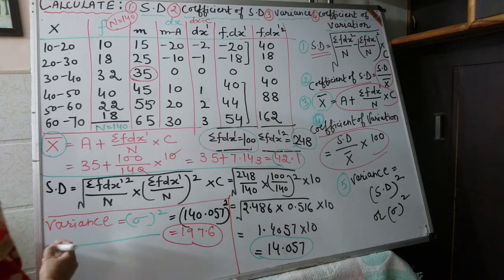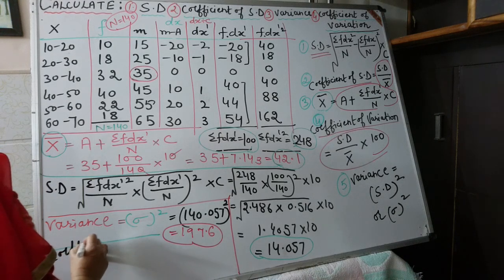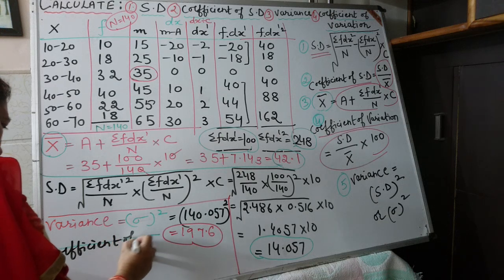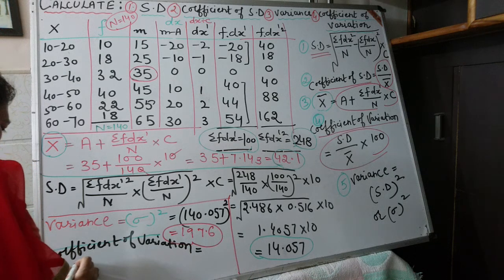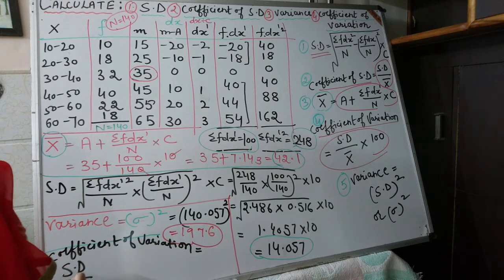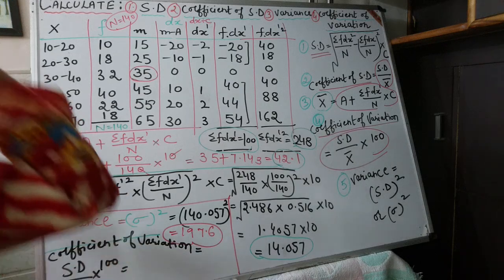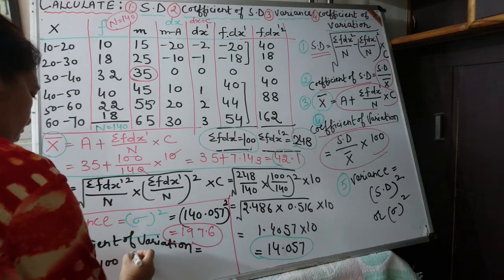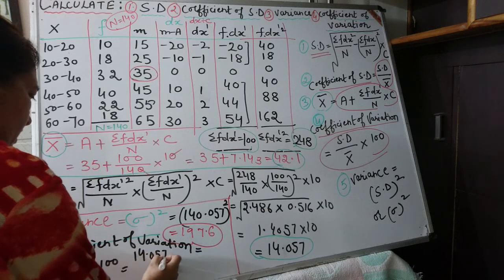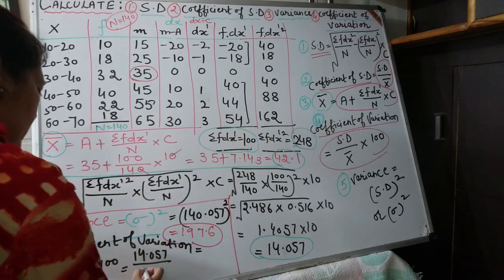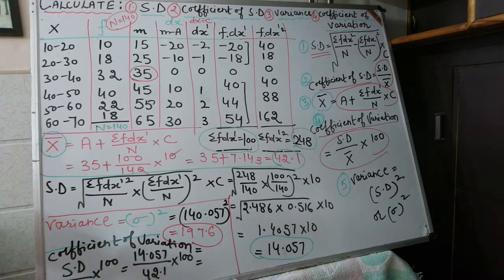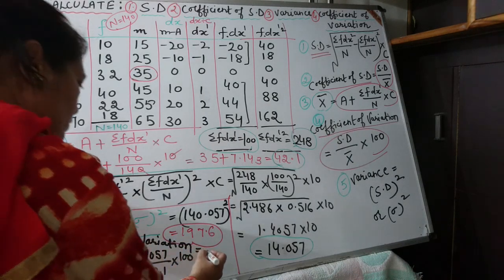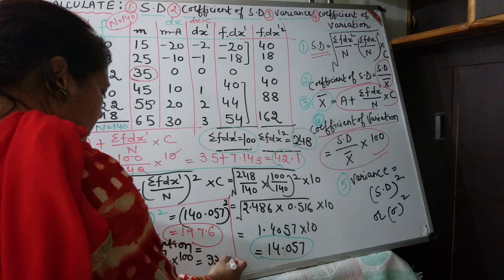And next we have to calculate the coefficient of variation. Coefficient of variation is equal to, the formula is, standard deviation divided by arithmetic mean multiplied by 100. The value of standard deviation is 14.057 and the value of arithmetic mean is 42.1, multiplied by 100, is equal to 33.33.